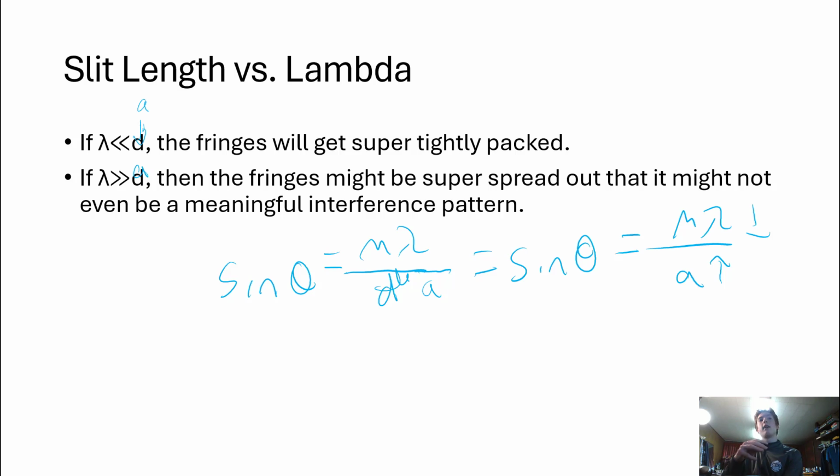But let's say lambda is much, much greater than A. Then the fringes will be super spread out, and it might not even have a meaningful interference pattern. Because if I keep choosing bigger values for sine of theta, sine is a cyclical motion, so it'll just keep reoccurring, and you could get a bunch of different values that it doesn't even make sense anymore.